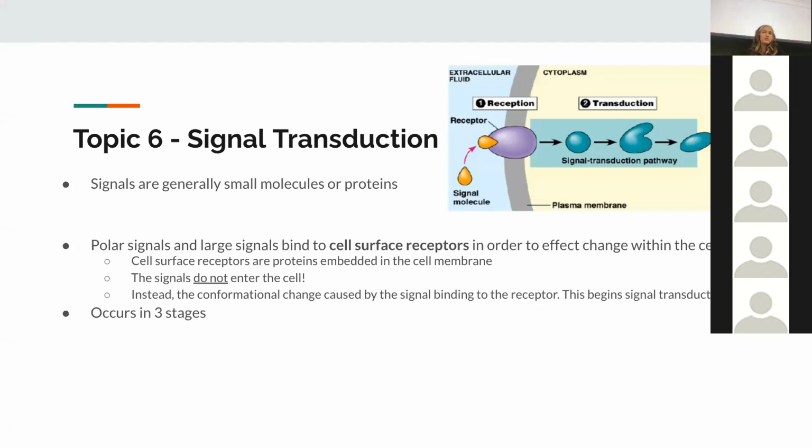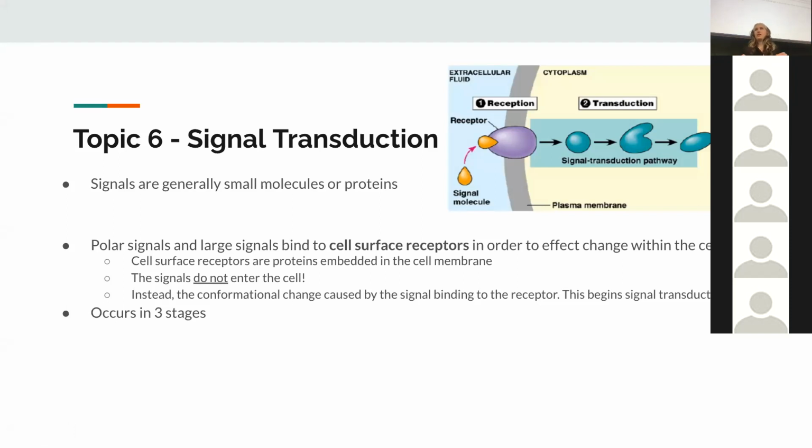So we know that the signals are generally small molecules or proteins. And if the signals are polar or large, they're going to bind to cell surface receptors in order to affect change within the cell. So these cell surface receptors are proteins that are embedded in the membrane of the cell. And when they bind, the signals are binding to the cell surface receptors. They're not entering the cell.